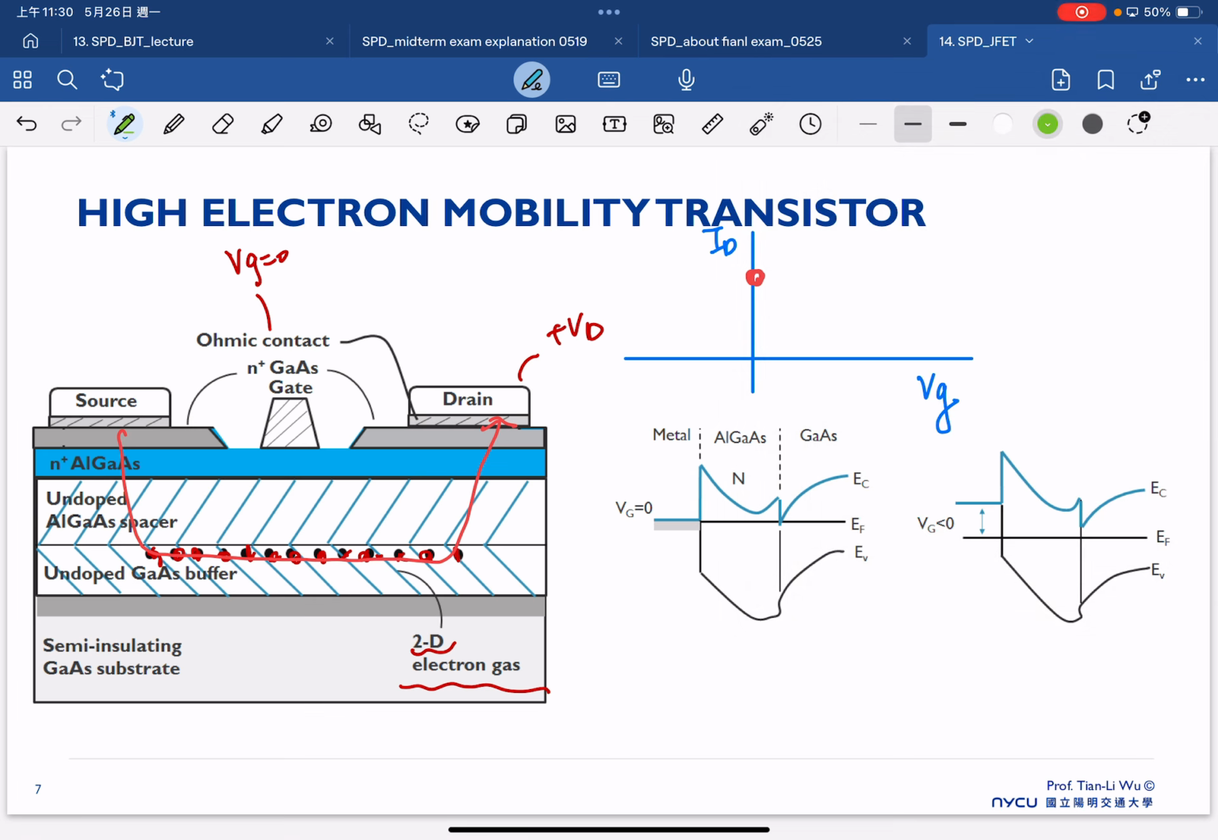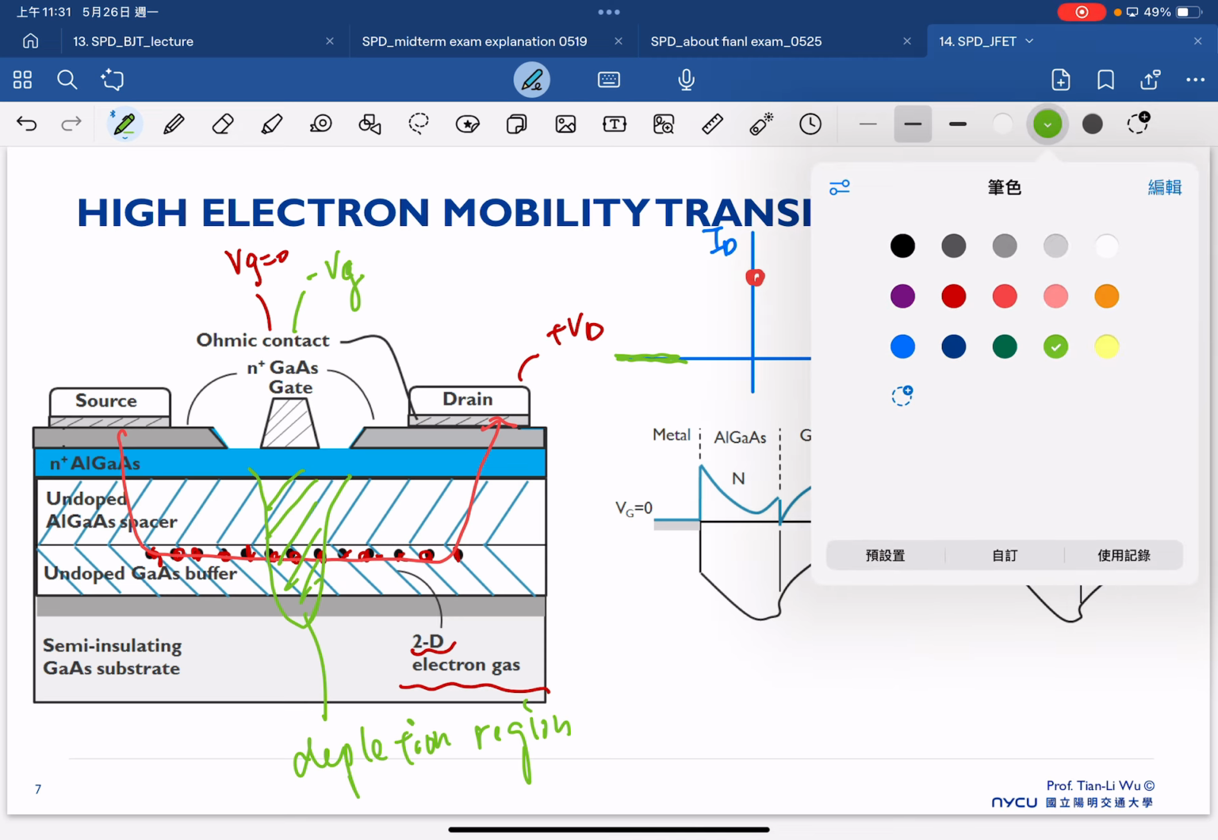So if we want to switch off, then we have to apply the minus VG. And similarly, because we have the Schottky contact in this one, and then we apply the minus gate bias, we will extend our depletion region. So our depletion region will further extend, and this is our depletion region. So once our depletion region depletes our 2-deck, then we won't have the current anymore.